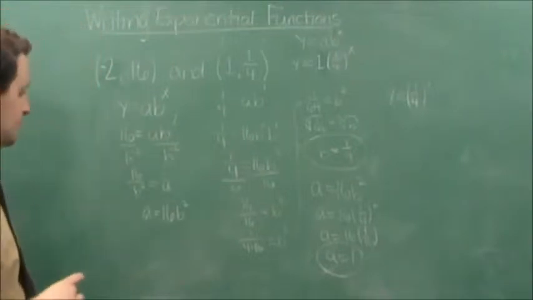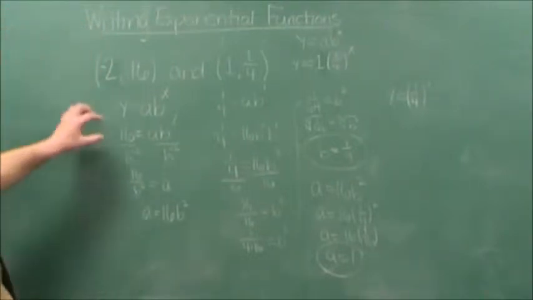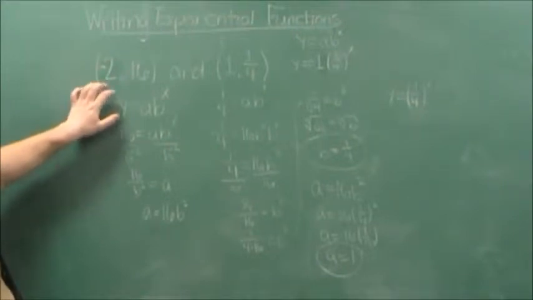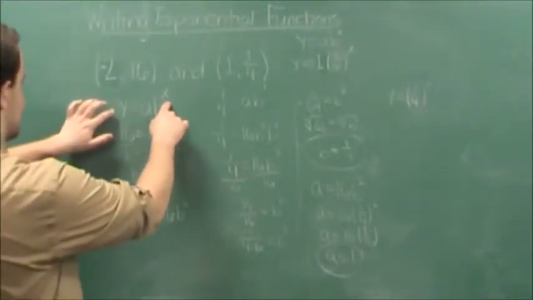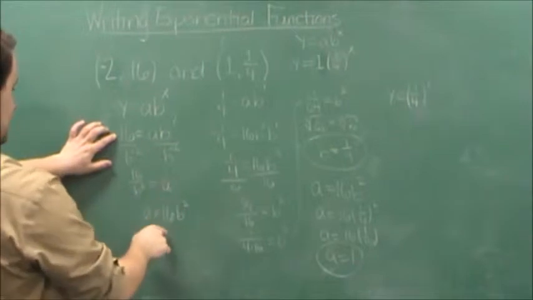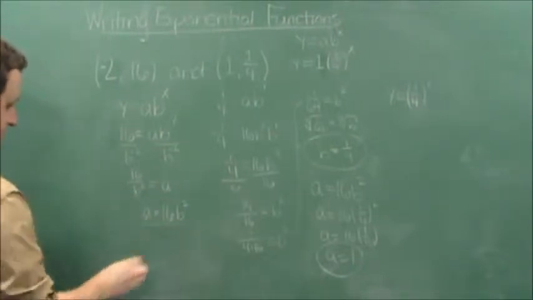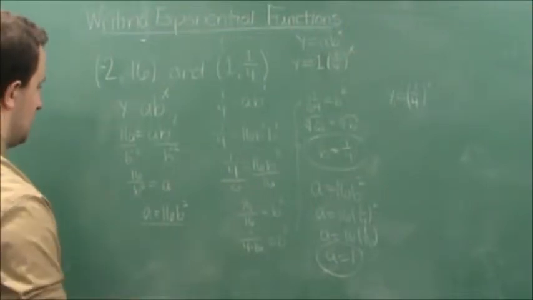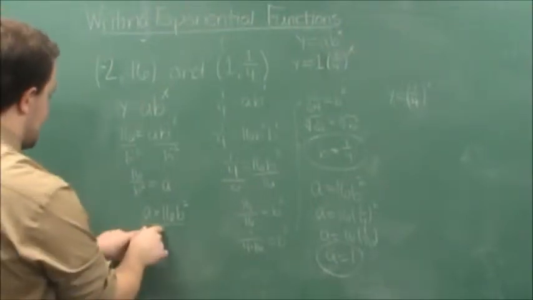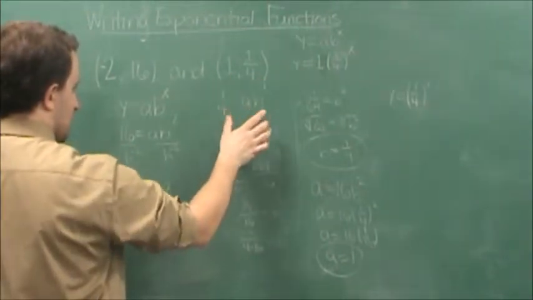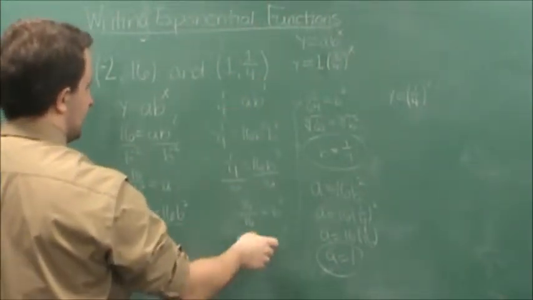So just to recap what happened, we took our general form and one point, in this case it's negative 216, and replaced the x's and the y's as needed, and solved for a. In this case, a is equal to 16b squared. Then, using this value of a and the other point, we solved for b.